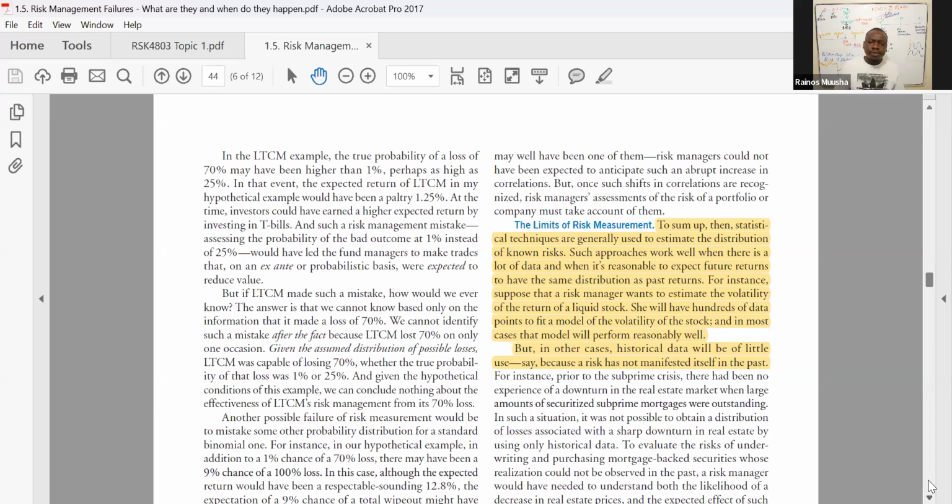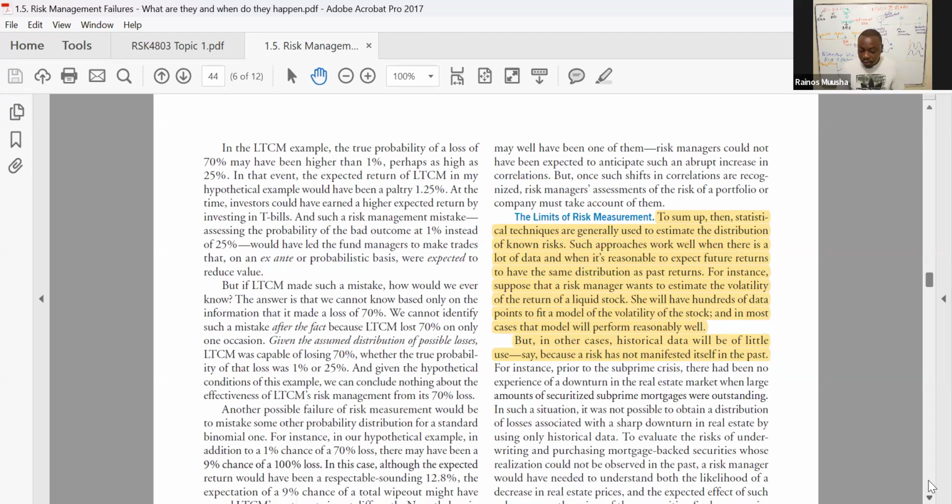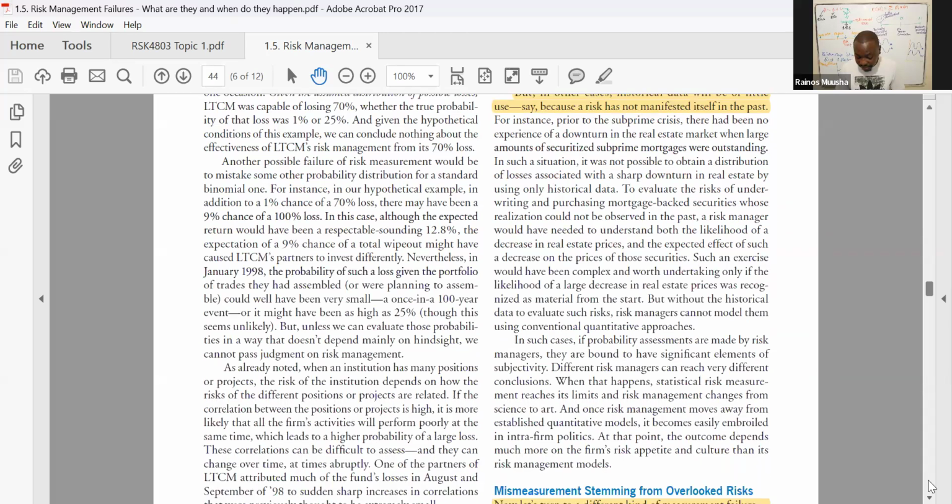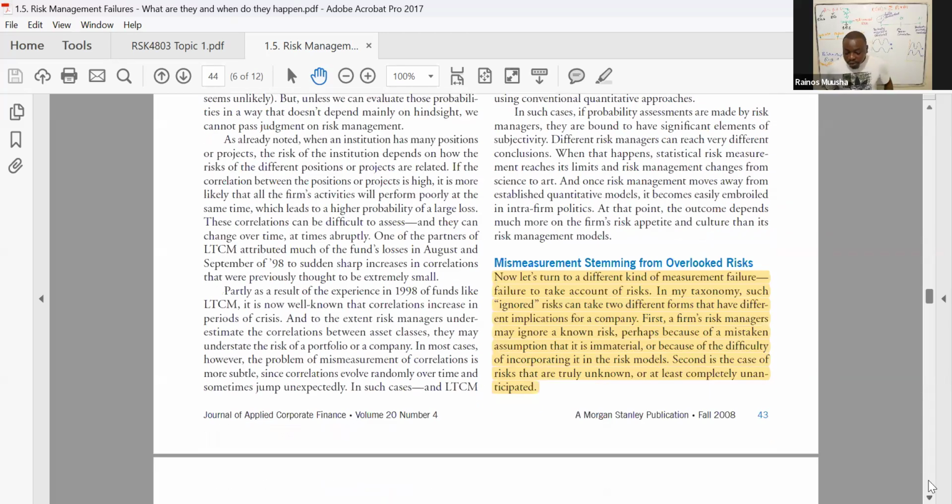Because remember, before the 2007-2008 financial crisis, the losses that were suffered previously, I think around the year 2000, was the dot-com crash, which basically emanated from IT. Because of this, it's going to be very difficult to measure unknown risk when there's no historical data available to use in measuring that risk's effects. So that's basically what they look at when you look at the limits of risk measurement.